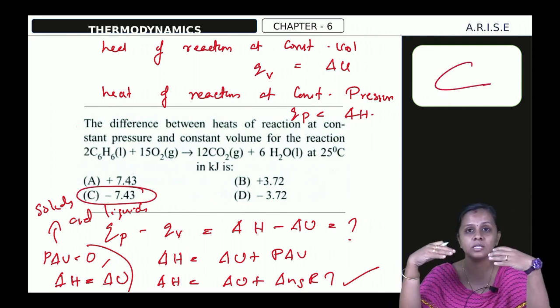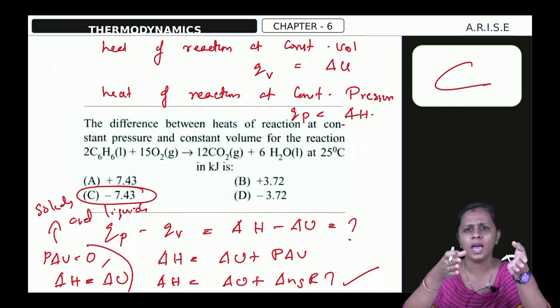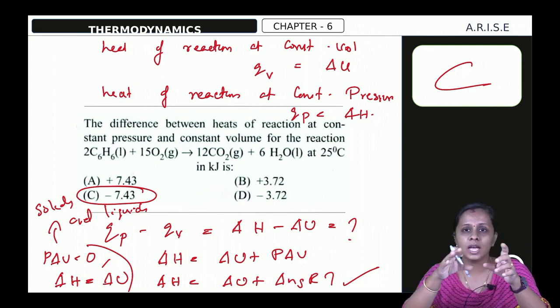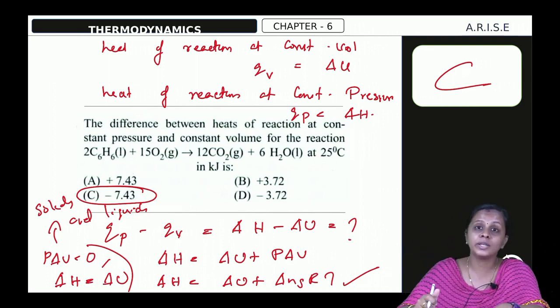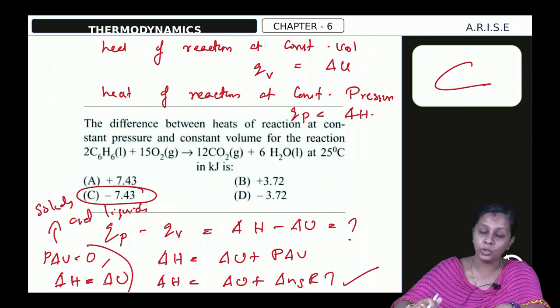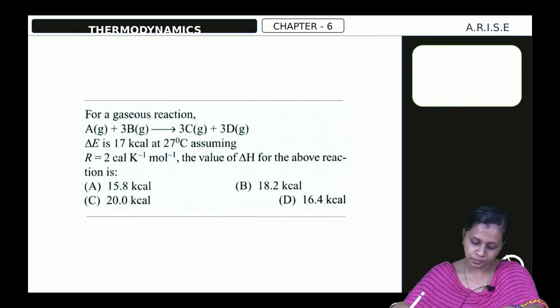So for entrance exams, we can do these kinds of approximation. We know that the actual temperature is 298, but the multiplication with 298 is much lengthier. So what we do is, we approximate that 298 to a neighboring whole number, which can be easily calculated. So 298 is approximated to 300. So the calculation becomes very easy. So by considering that approximation, the answer will be minus 7.43 kilojoules. So it is option C. Now we can move on to the next question.